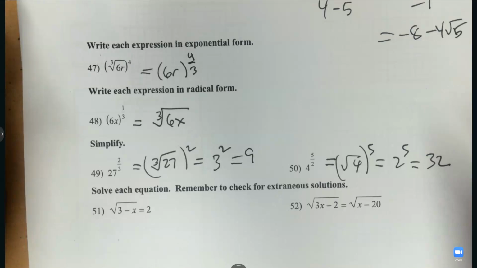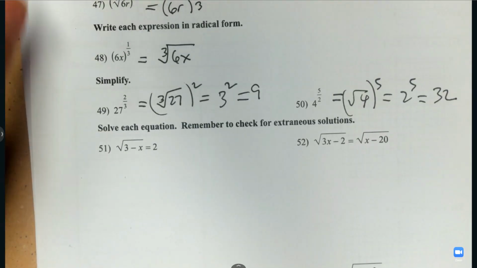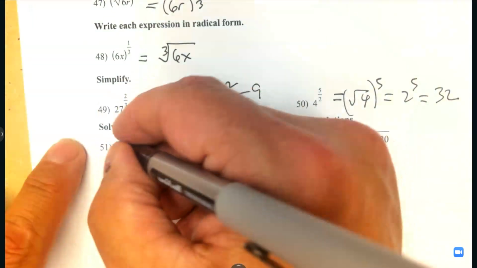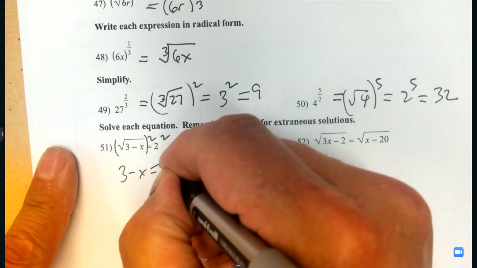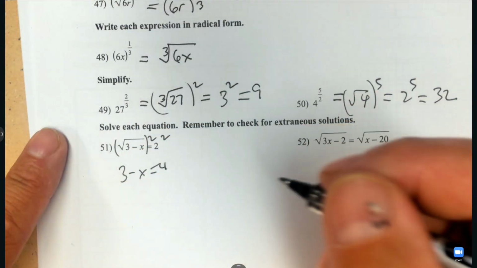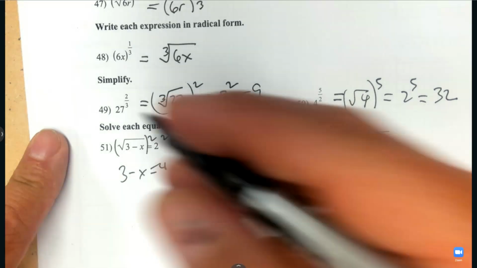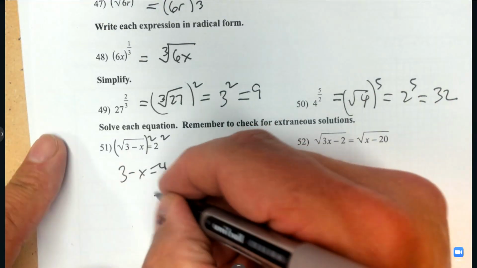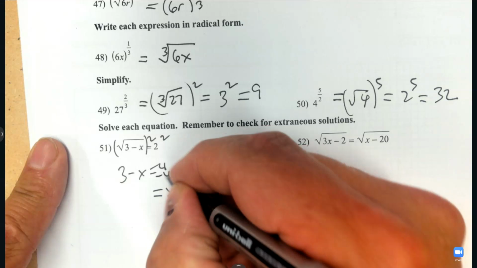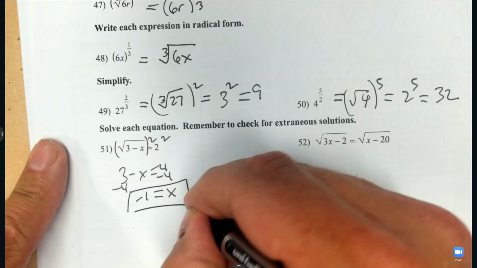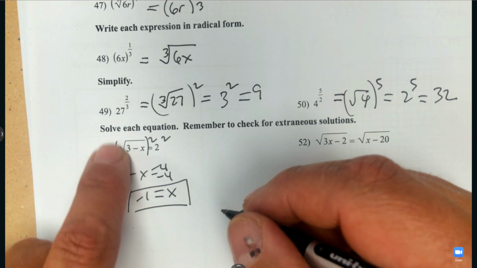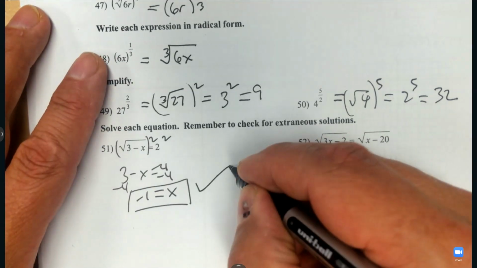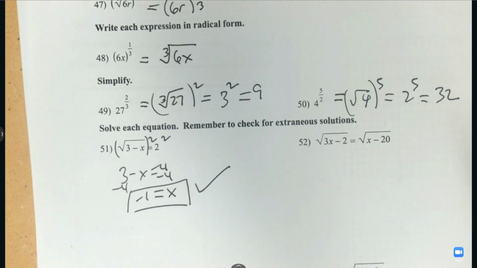All right, solving equations. To solve a square root equation, we're going to square both sides. So that's 3 minus x equals 4. And then we're going to solve it. So I would add x, I would subtract 4, and you get your answer. Be careful that when you plug negative 1 in, a negative times a negative makes positive 4 equals 2, so it's a good answer. But you really have to double check to make sure it's not extraneous.